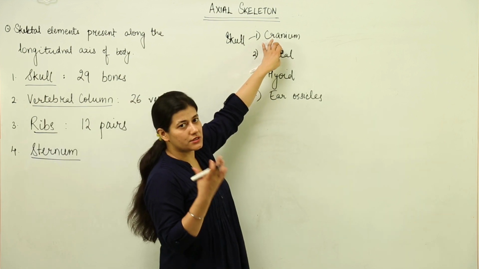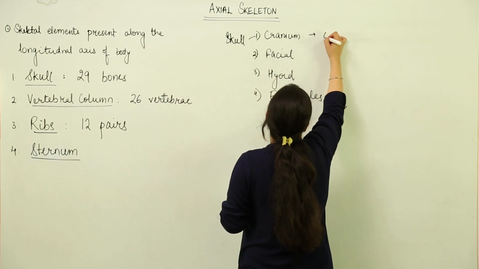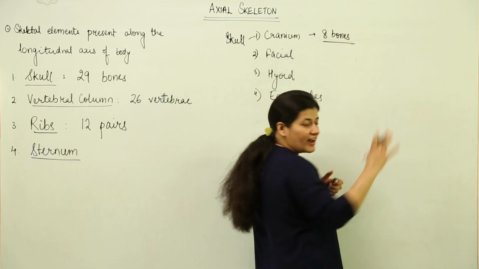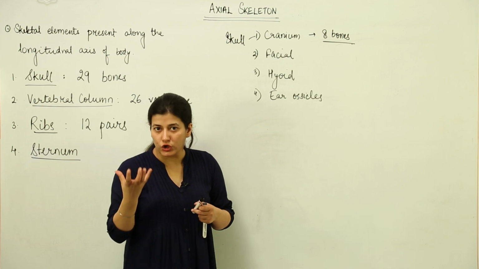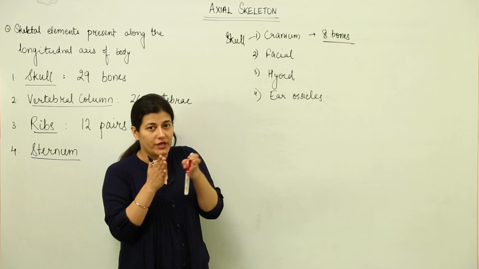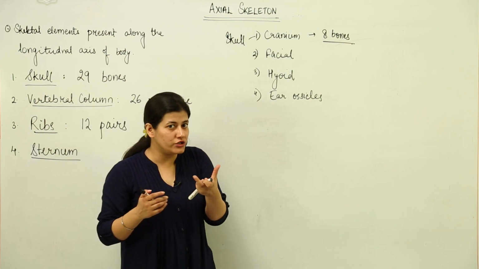Now the cranium is the box-like structure. It has as many as 8 bones. These bones are flattened, and they form a box-like structure which houses the human brain inside. As they are flattened and joined in such a way, the joints happen to be immovable.